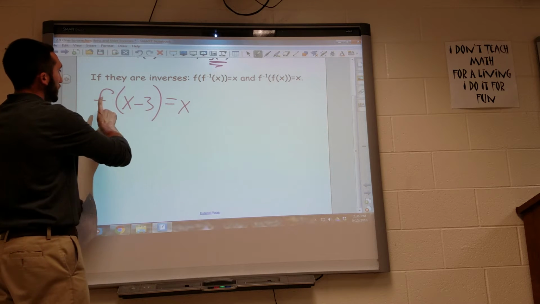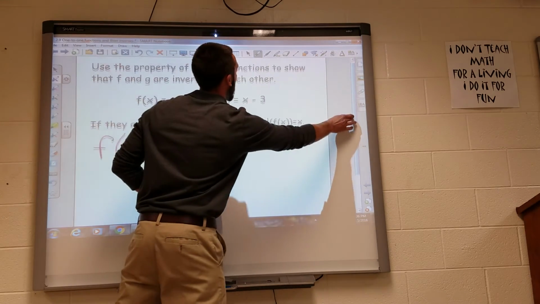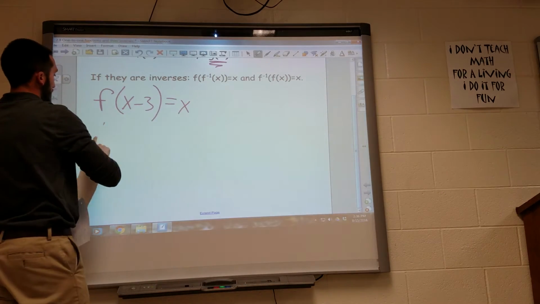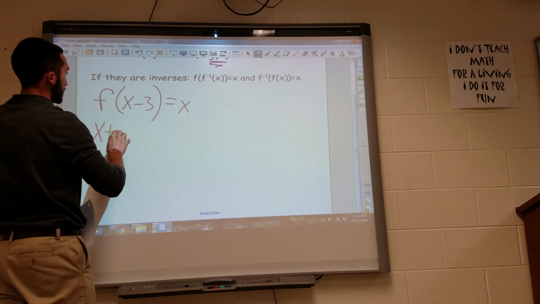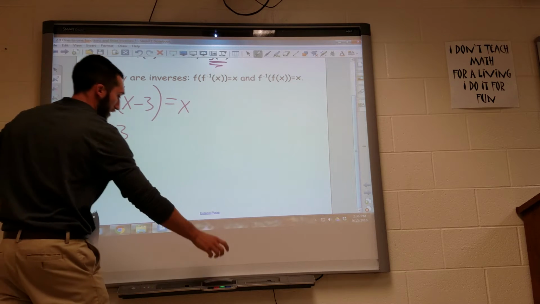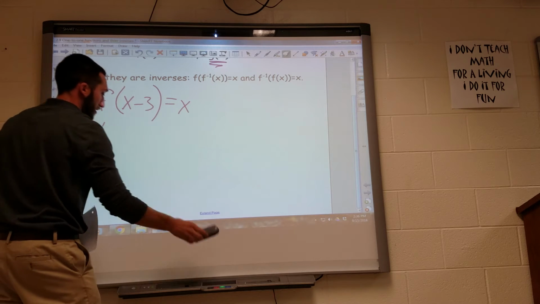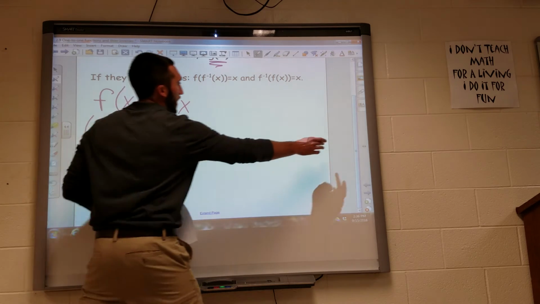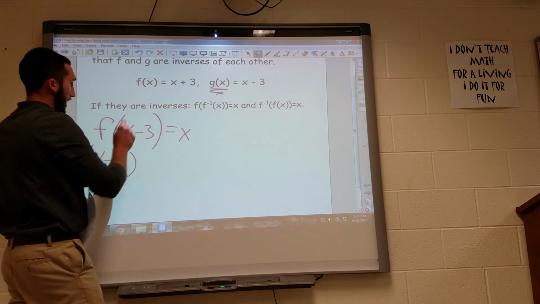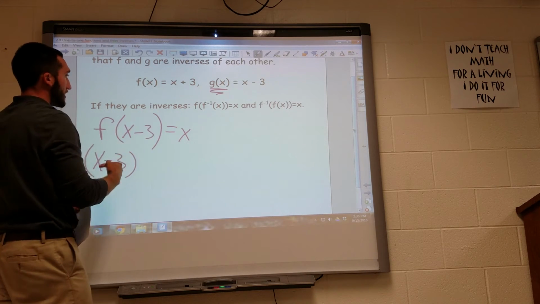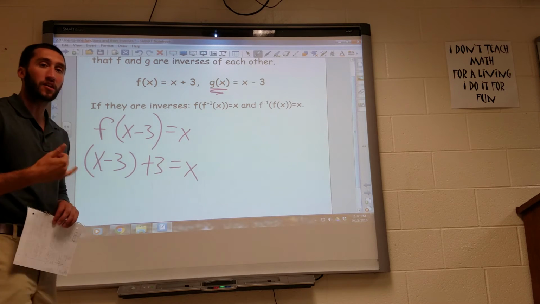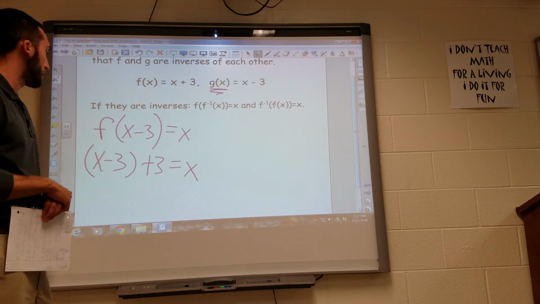If I plug x minus 3 into my f function, x plus 3, that means I get x minus 3 plus 3, right? I'm plugging x minus 3 in for my x, and then I have a plus 3 left on the outside, and that's supposed to equal x if they are in fact inverses.